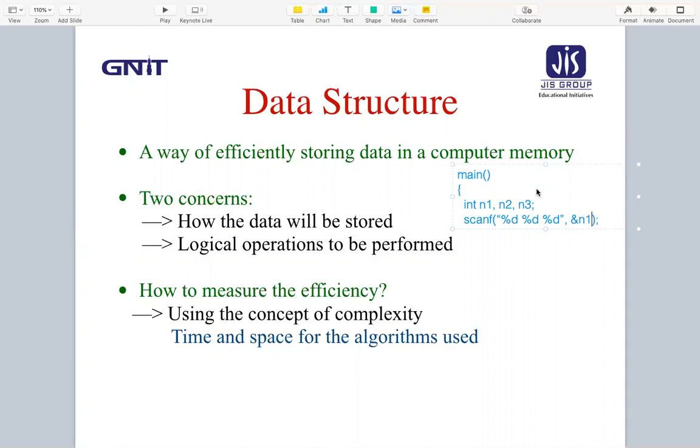Ampersand n1, ampersand n2, ampersand n3. And then what I am doing? I am writing sum equals n1 plus n2 plus n3, and then I am simply printing the value of sum.